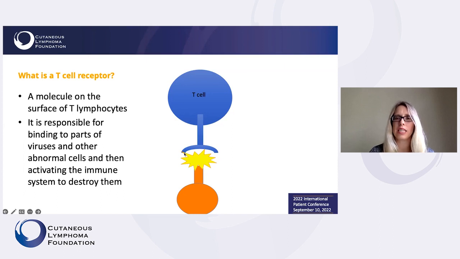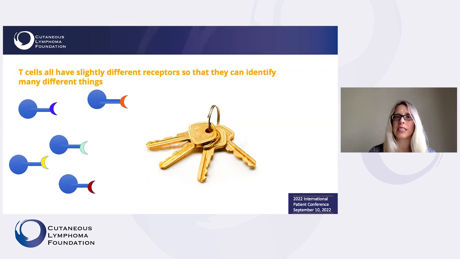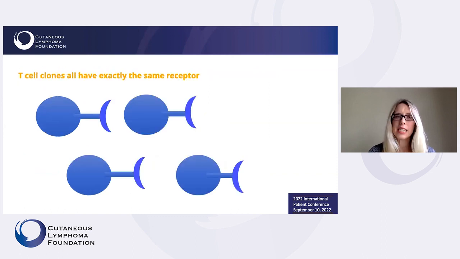So here is the T cell receptor of this T cell binding to something that should not be in your body. Now, all T cells have slightly different receptors so that they can identify many different things. Something that identifies the coronavirus is going to be different from something that identifies the chickenpox virus. Just like you have many different keys to unlock different doors, T cells have different receptors to identify different pathogens. But a T cell clone will all have the exact same receptor.